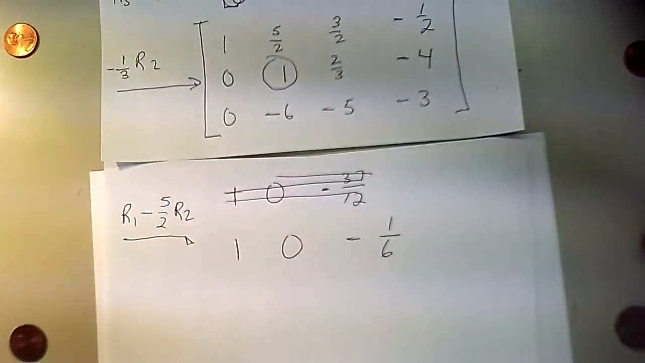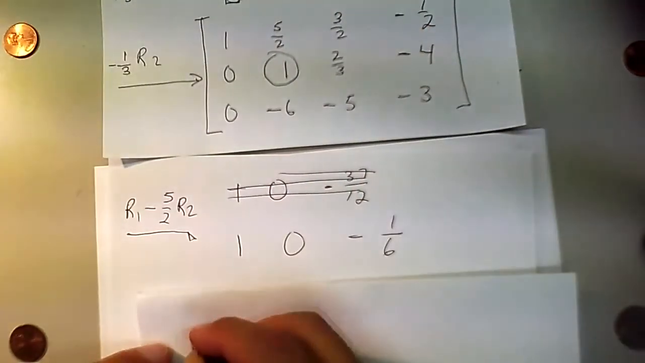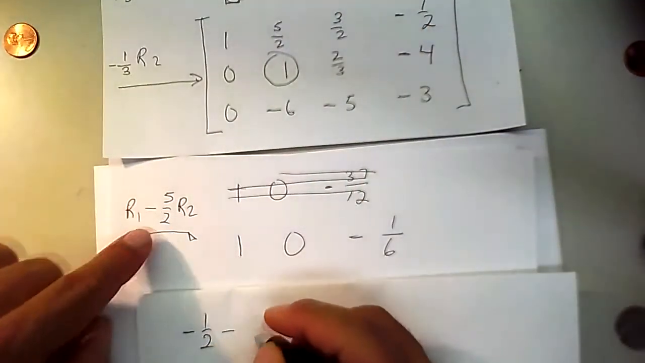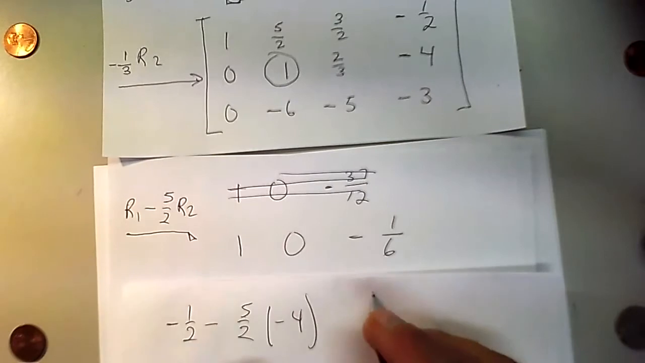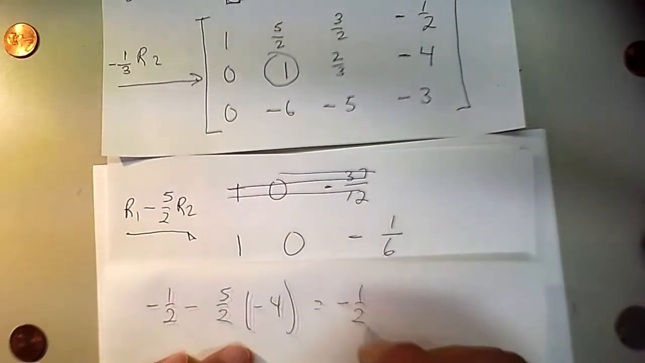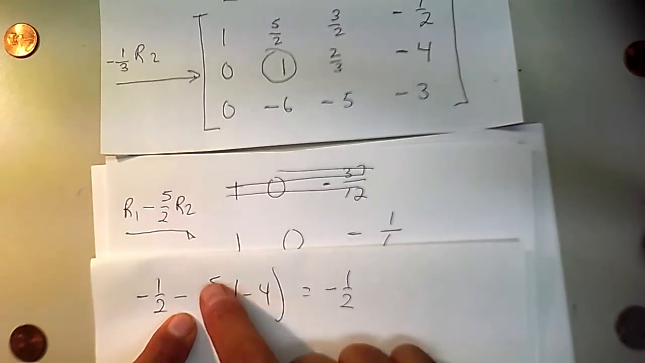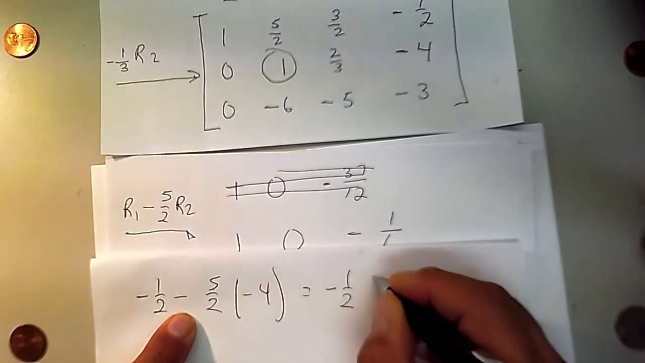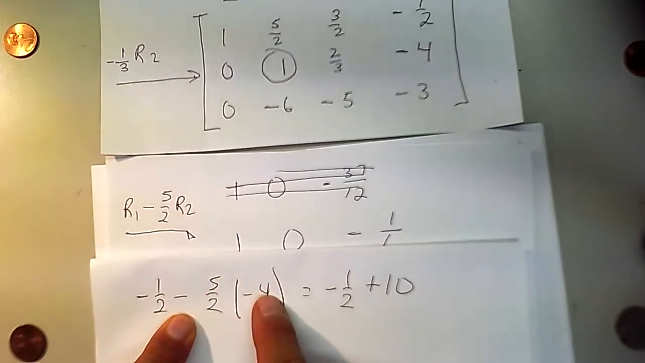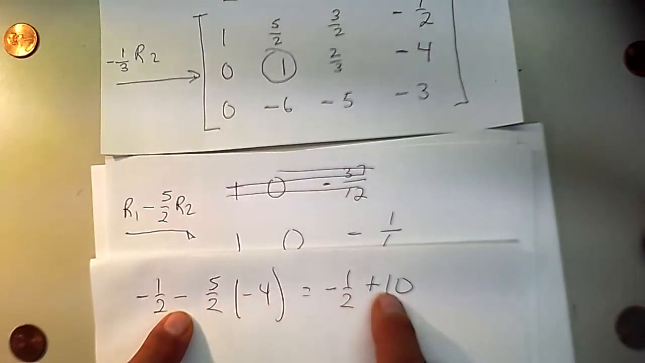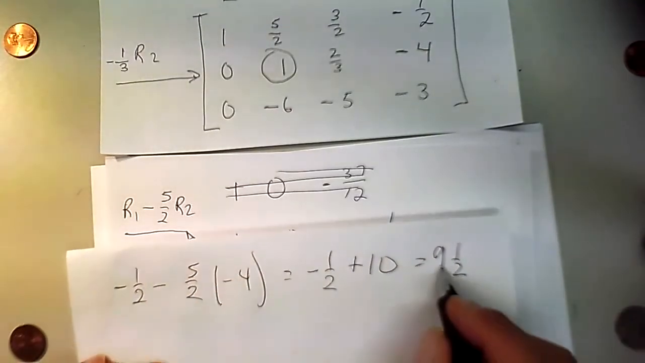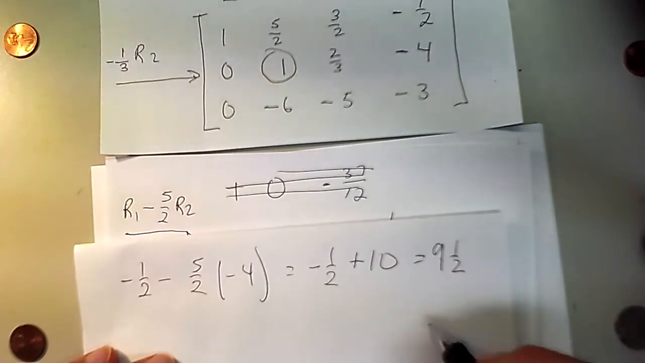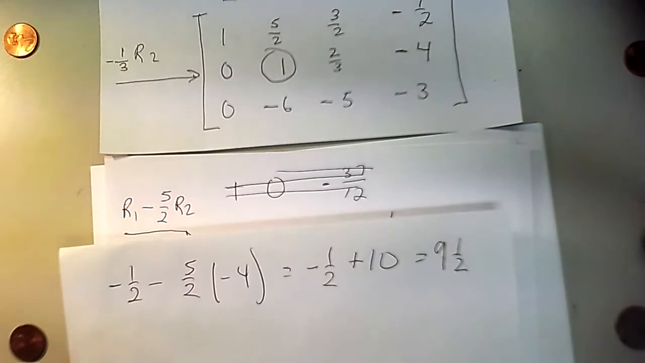So at this point, what I do is use scrap paper to do my little computations. Negative 1/2 minus 5/2 of negative 4. So that is negative half. Double negative is plus. 20 divided by 2 is 10, so that is 10 minus a half, that is 9.5. Or the same thing as 9 times 2, 18 plus 1, 19. So this is the same thing as 19 over 2, positive.